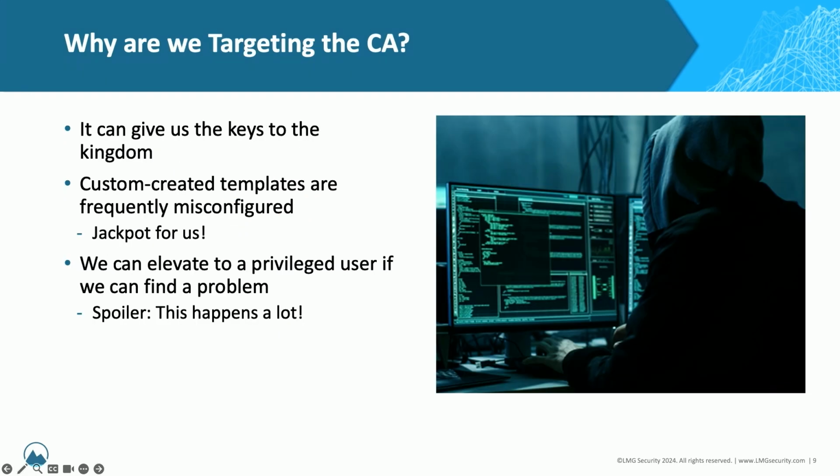Exactly. So that's why we want to go after the CA. This can really give us the keys to the kingdom when we get into a network. We oftentimes find that custom created certificate templates, things that are pretty common when we look at bigger networks, are oftentimes misconfigured. And this is a jackpot for us because there are some really simple mistakes people make in those custom configs that allow us to take advantage of them. We can also elevate up to a privileged user if we can find one of those problems. And the spoiler here is that this happens very, very frequently.